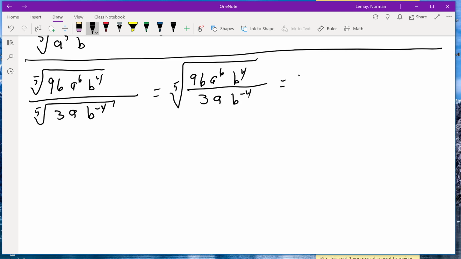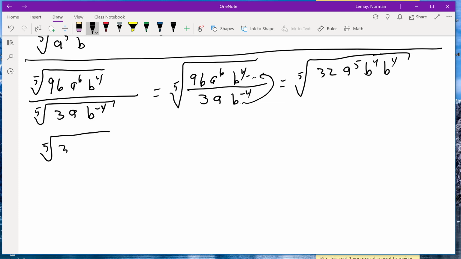So now we can go ahead and note that 3 goes into 96 about 32 times. So a on the bottom, a to the 6th, gives me an a to the 5th. And note here I get this b to the 4th. So I'm going to write it there. And then this b to the 4th, well, that comes up top as a positive exponent. So there's nothing down below except for a 1. So we'll just leave that. So this becomes the fifth root now of 32, a to the 5th, b to the 8th.